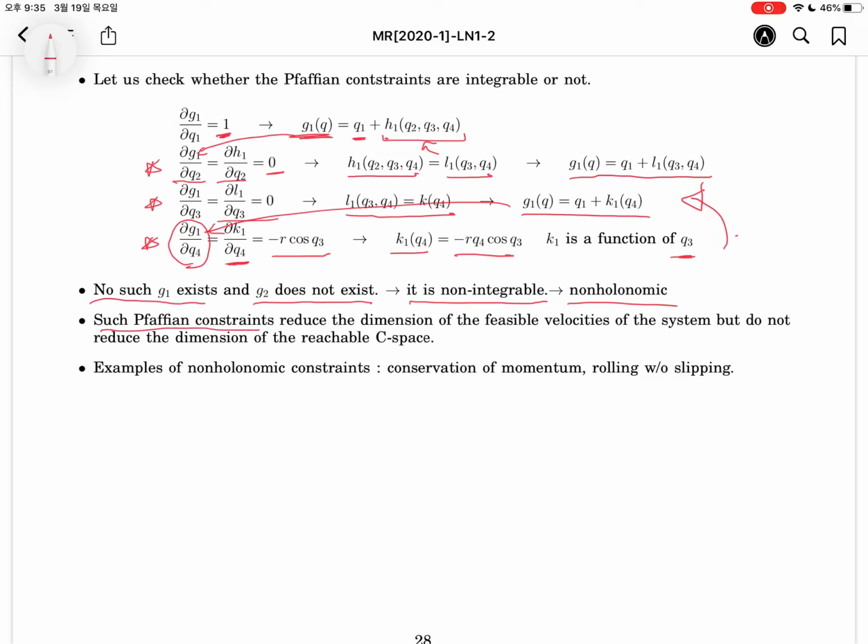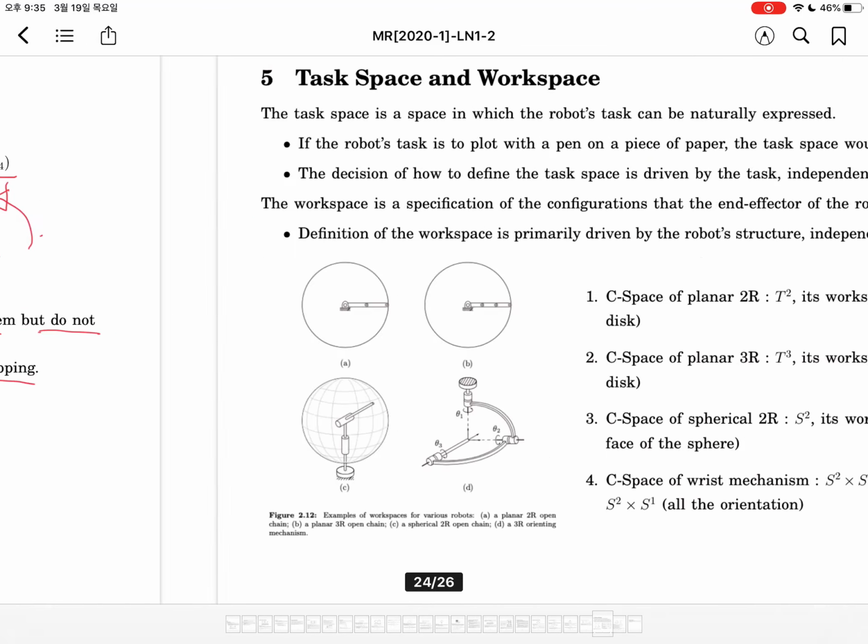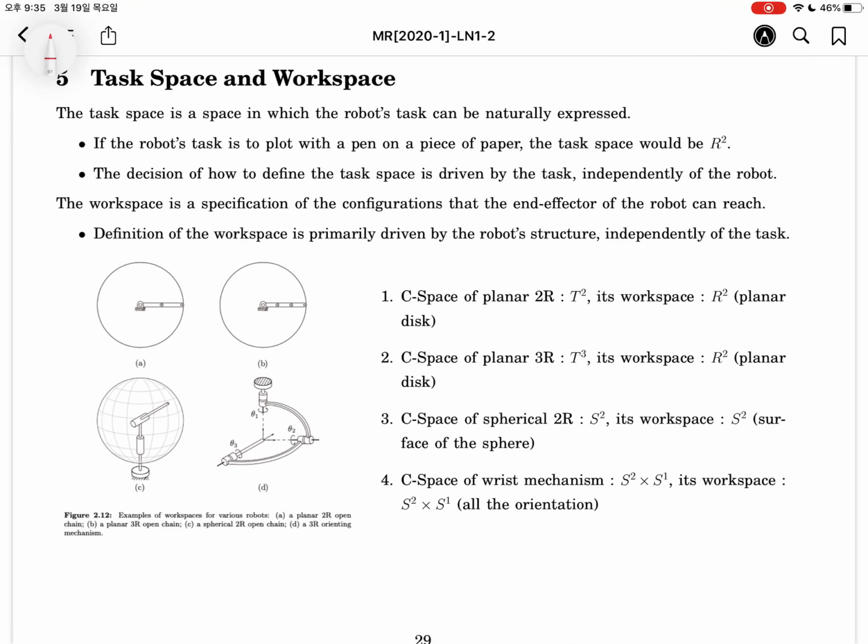It cannot be integrated. Such a Pfaffian constraint reduces the dimension of the feasible velocity of the system, but does not reduce the dimension of the reachable space, because it cannot be integrated to provide the configuration space constraint. Okay, the typical example of the non-holonomic constraint is the conservation of momentum, rolling without slipping.